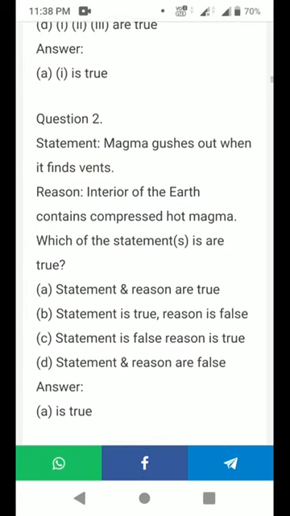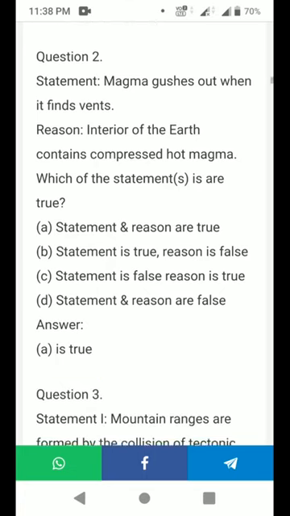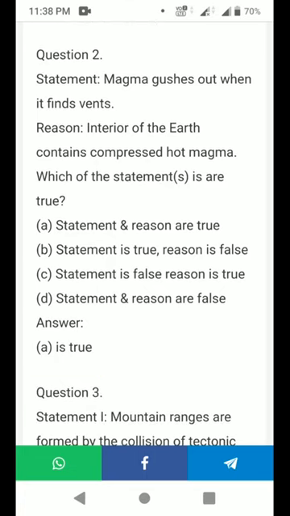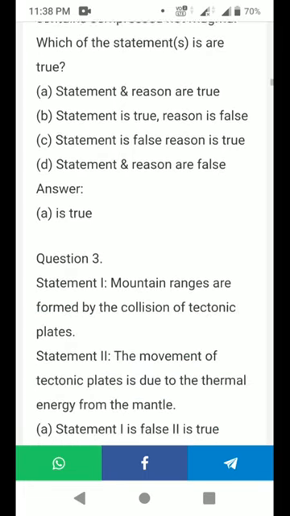Next, question number 2. Statement, magma gushes out when it finds a way. Reason, interior of the earth contains compressed hot magma. Which of the statements is true? Here also option A is true. That statement and reason are true.